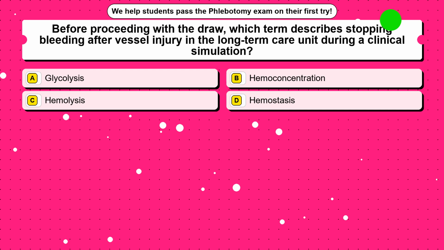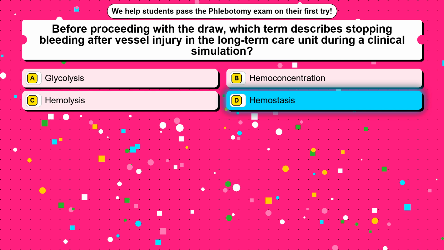Question 80. Before proceeding with the draw, which term describes stopping bleeding after vessel injury in the long-term care unit during a clinical simulation? Option A, glycolysis. Option B, hemoconcentration. Option C, hemolysis. Option D, hemostasis. The correct answer is option D.